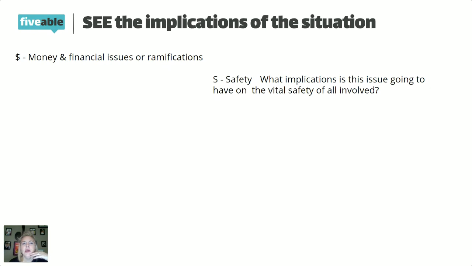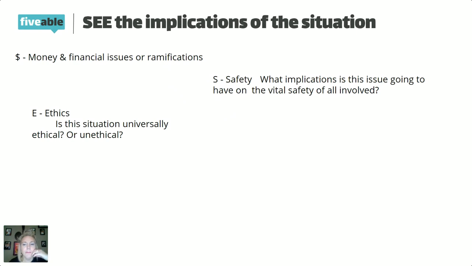Safety may be, where's she going to go? What's she going to do? What safety are they going to use if they're expanding this area and taking a business straight up to a neighborhood? What are the safety implications? E is ethics. Now, all of these are not going to apply to every situation, but you're going to have some that stand out to you as soon as you see what topic you're writing about.